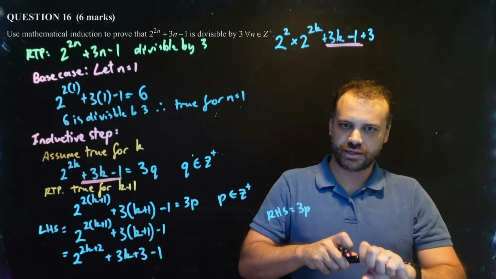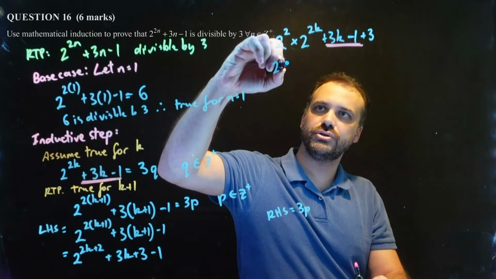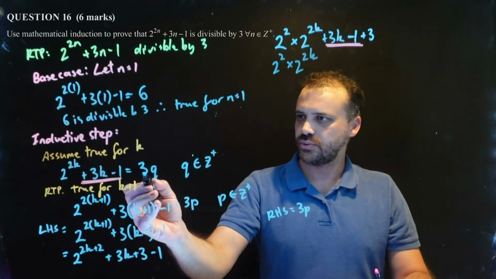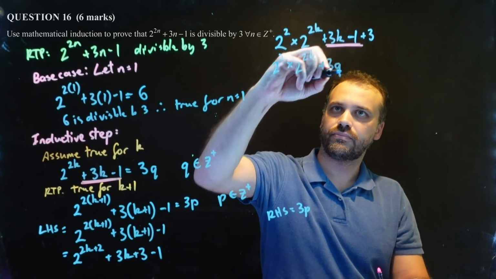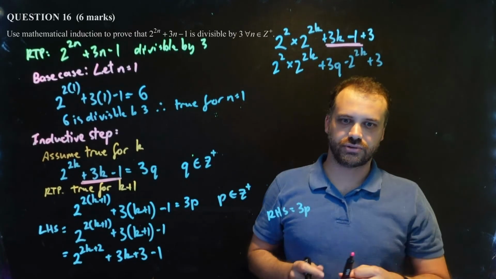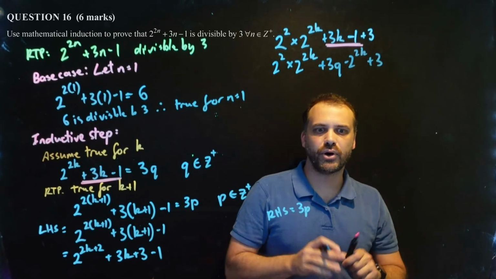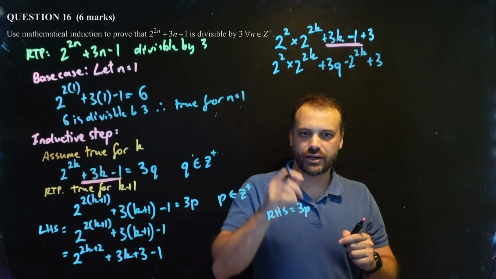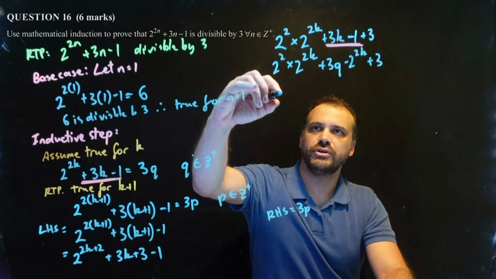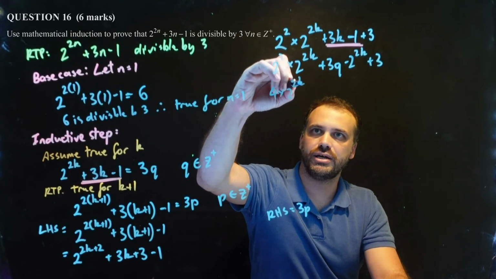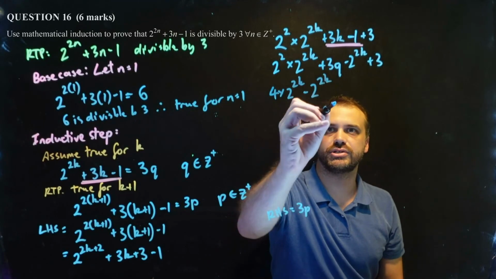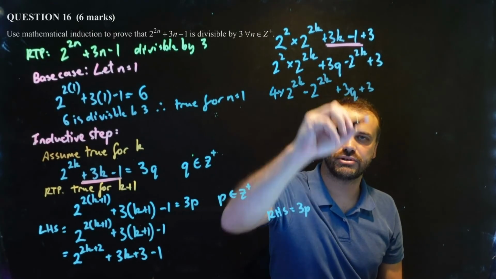So when I write that out now, I'm going to get 2 to the 2 times 2 to the 2k, and then this 3k minus 1 I'm going to replace with 3q minus 2 to the 2k. And then I'm left with this plus 3 at the end. That might feel a little odd, but I'm seeing another opportunity. 2 to the 2 is 4, so I've got 4 times 2 to the 2k, but then I've also got minus 2 to the 2k. And then I've got this 3q, and then a plus 3.